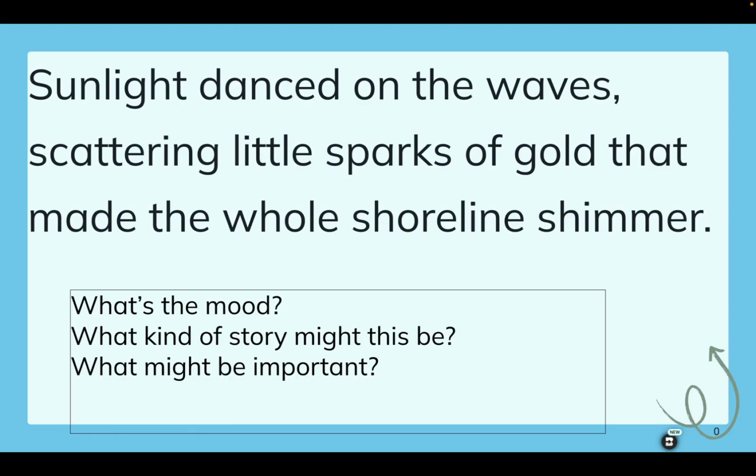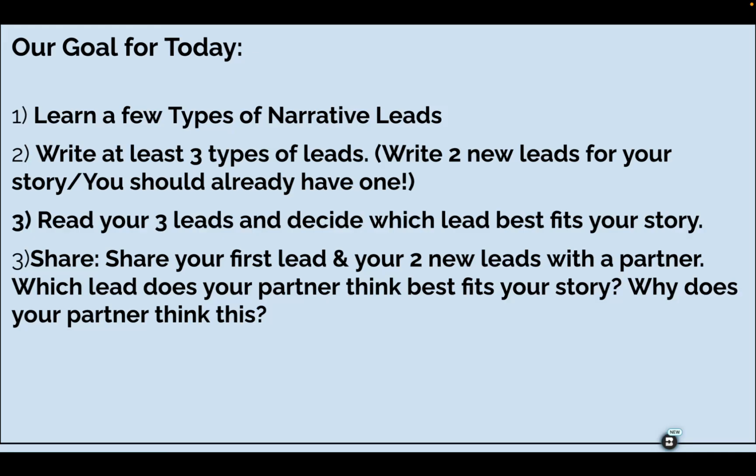So hopefully you see that leads completely set the tone, the mood, and give a hint about what's to come. So our goal today is we're going to look at a few types of leads. You're going to write at least 3 types of leads. You might already have one, so then you would just write 2 new leads. You'll read your 3 leads and decide which lead best fits your story, and then you'll share them with a partner or somebody you think will give you good feedback, and ask questions. Why does your partner think this is the best fitting lead?